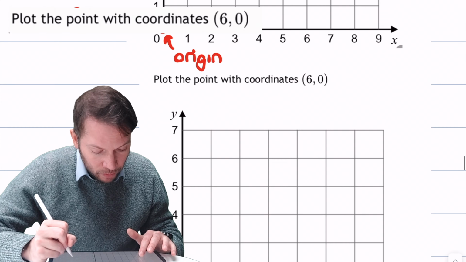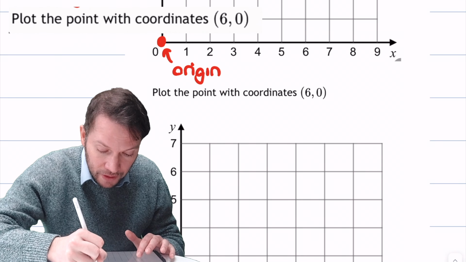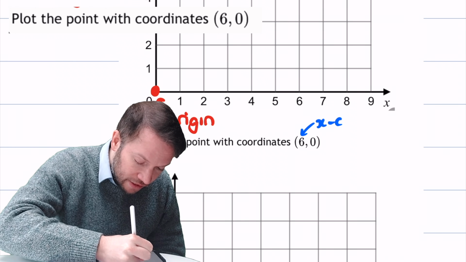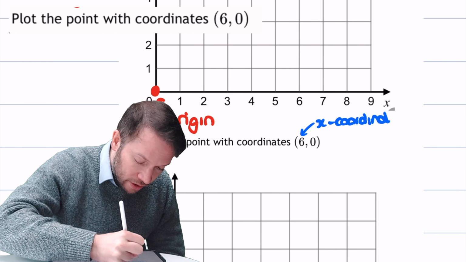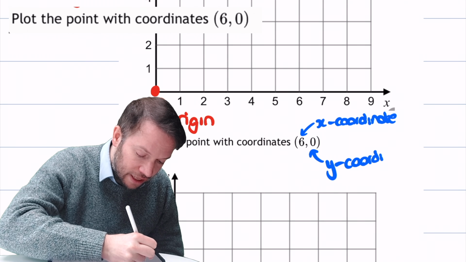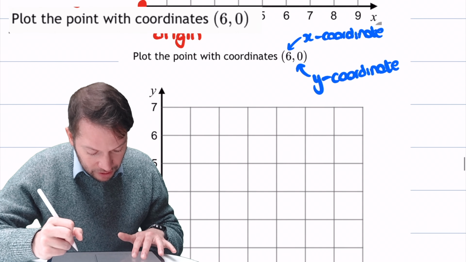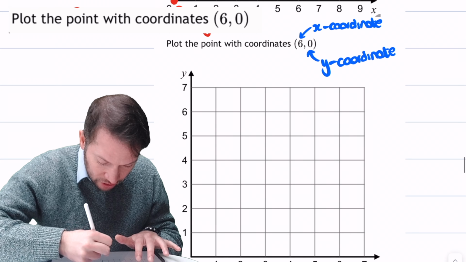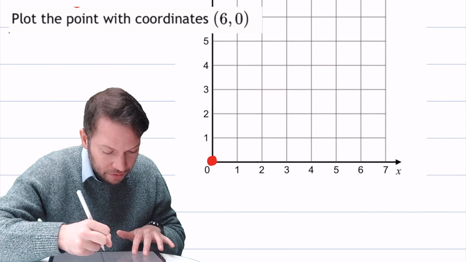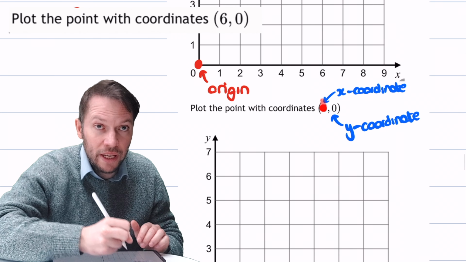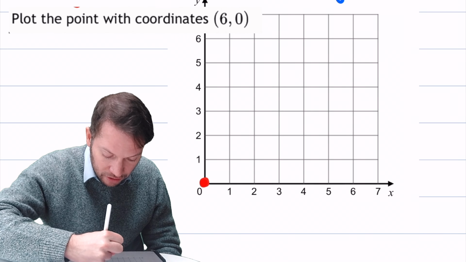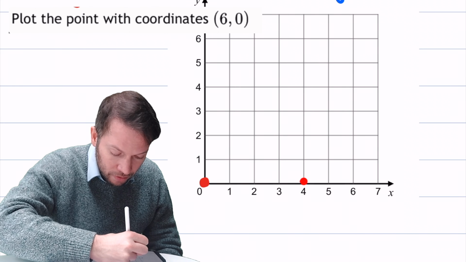Right, what about the second one? We're plotting the coordinates at 6, 0. So again, the first value is the x coordinate, and the second value is the y coordinate, and that tells you how far you're moving from the origin in the x and y directions. So starting from the origin again, the origin is here at 0, 0, where the axes meet, and this first number is 6. So that tells you in the x direction, this is the x direction, labeled x, you're going to move 6 in the x direction. So 1, 2, 3, 4, 5, 6.